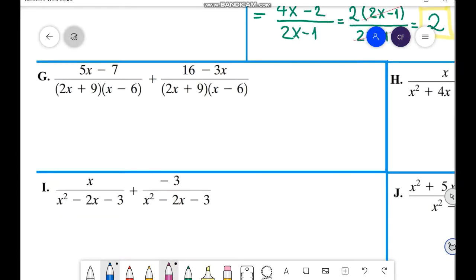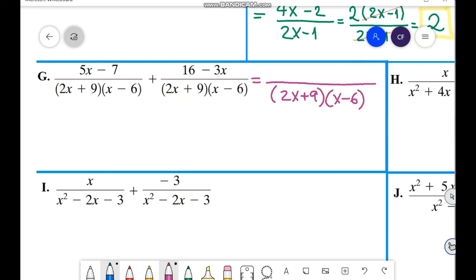Check this, Chiara. Check if you have the same denominator, okay? And this is a kind of a long denominator, but looks the same. 2x plus 9 times x minus 6, 2x plus 9 times x minus 6. It's the same, it just repeats. Okay? 2x plus 9 times x minus 6.